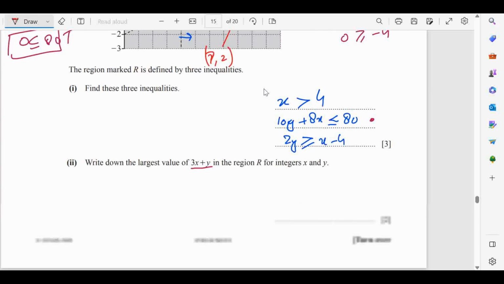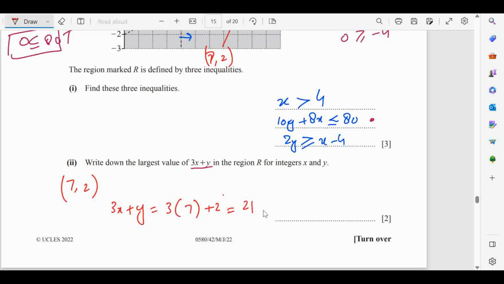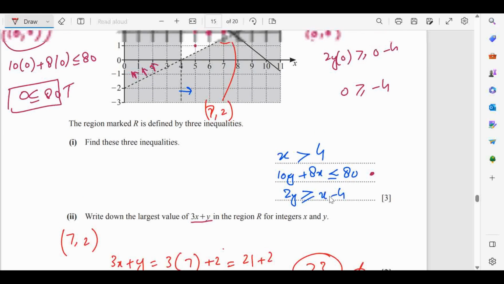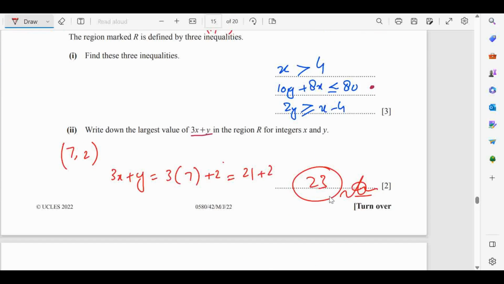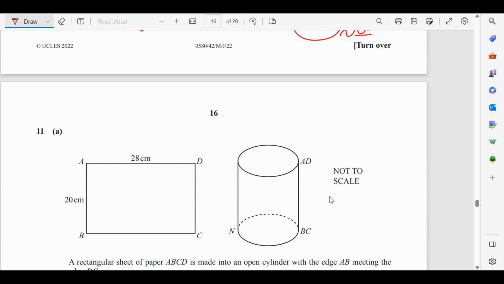So let's use this one. So 7 and 2. Now just put it in the equation. So 3x plus y. So this will be 3 into 7 plus 2. So this will be 21 plus 2. So 23 will be the final answer. You can also check all of these points, but from here with a lot of practice we can directly say that we need the greater value of x than the y.